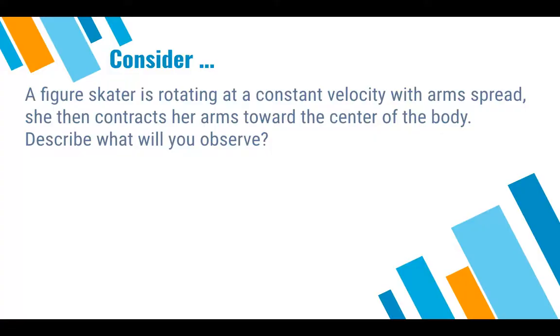So let's consider a figure skater. If you have a figure skater rotating at a constant velocity, and her arms are spread wide, then she contracts her arms towards the center of her body, so towards her center of mass. Describe what you will observe.